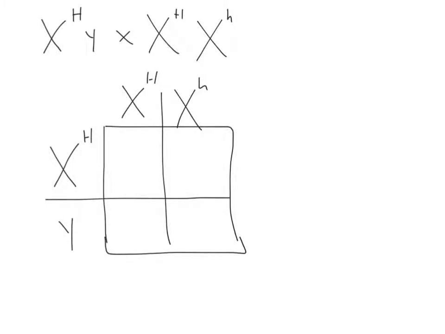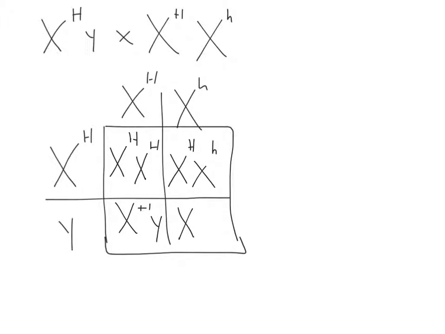So remember to keep track of your X and Y chromosomes when you're putting these gametes on the Punnett Square, and to keep track of them when you're filling in the Punnett Square as well. So our first box is X big H, X big H. Second box, X big H, X little h. We have X big H, Y, X little h, Y.